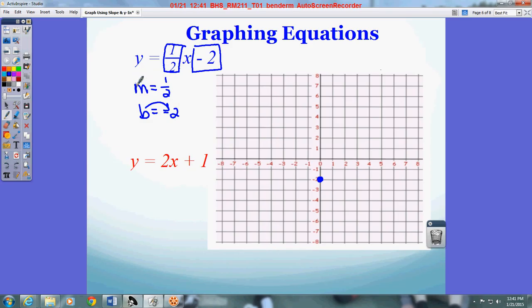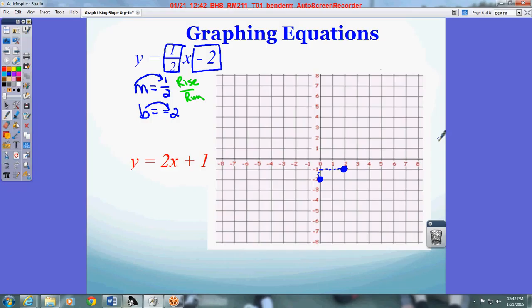The m, I always think of it standing for move this way. So remember that your m, your slope in a graph, is your rise over your run. So in this case, I have a rise of 1. So from my point, I'm going to go up 1. And I have a run of 2. I'm going to run 2 in the positive direction. And I'm going to put a second point.